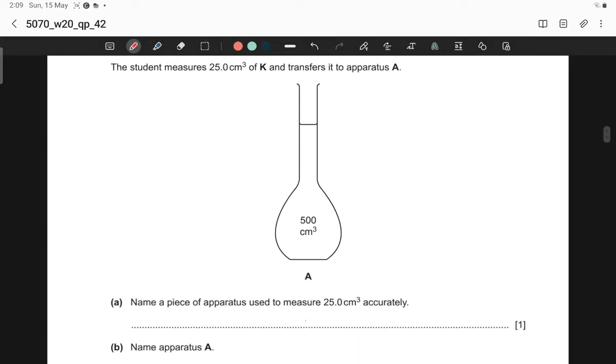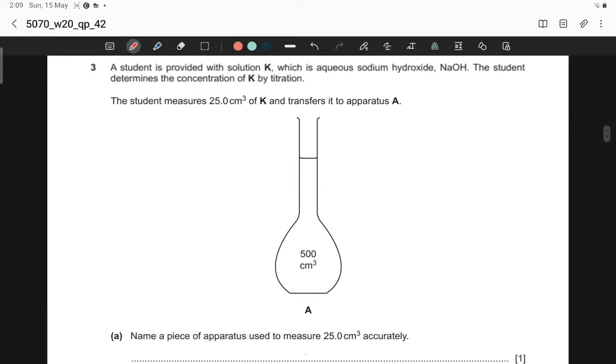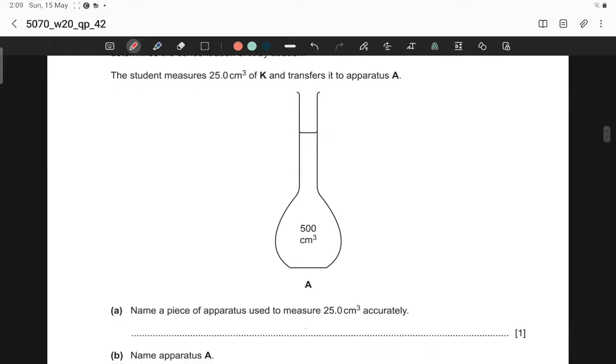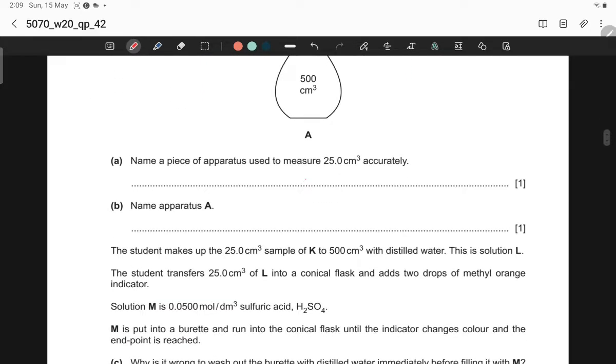Question number 3. Name a piece of apparatus used to measure 25 cm³ accurately. Pipette.